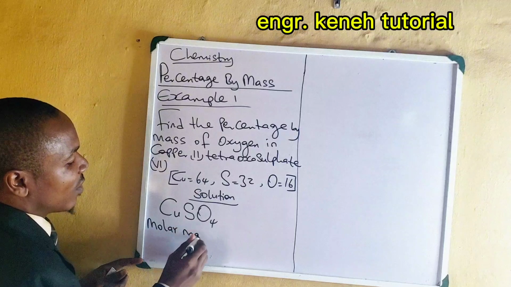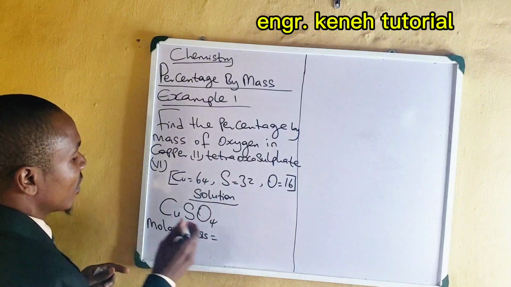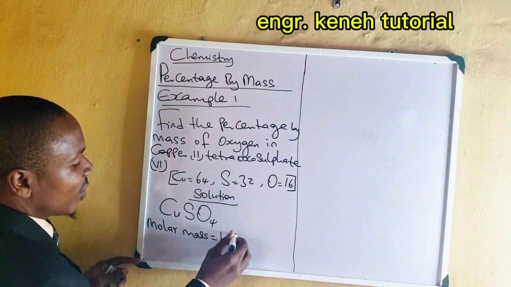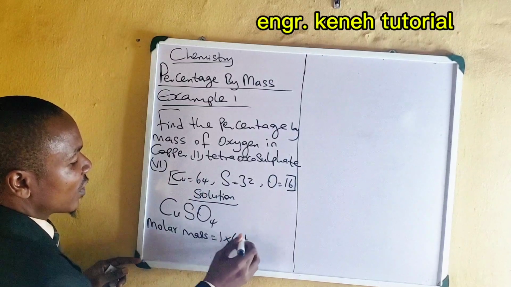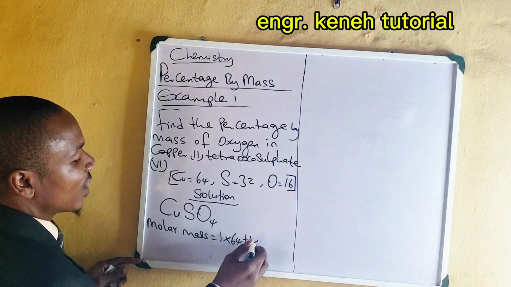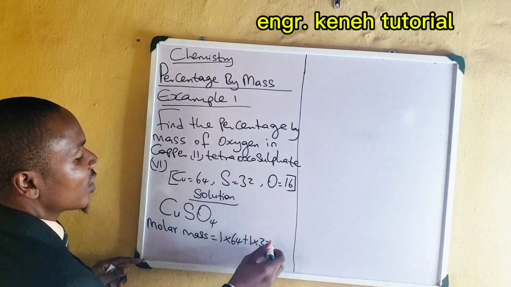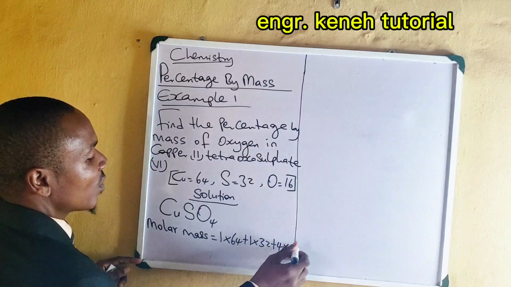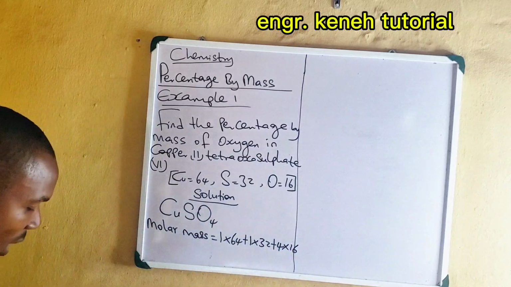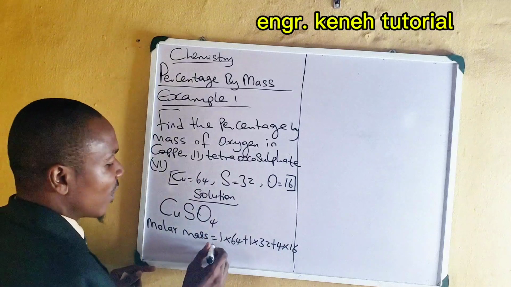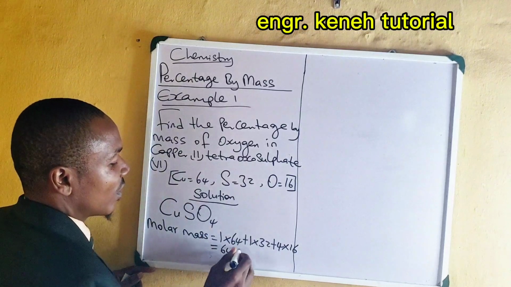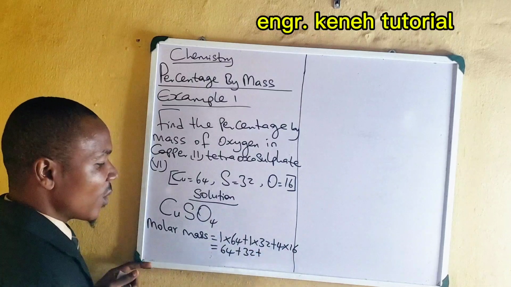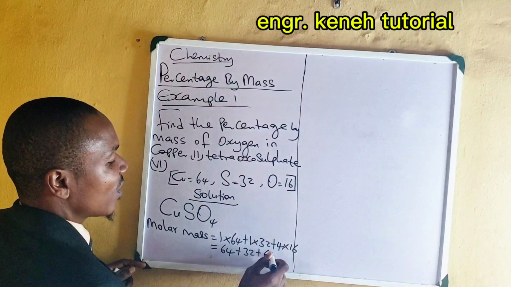Molar mass, that's the mass of everything. For copper, we have 1 and the atomic mass is 64. Plus, for sulfur, we have 1 and the atomic mass is 32. Plus, for oxygen, we have 4 and the atomic mass is 16. Can you see that? So 1 times 64 gives us 64, plus 32, plus 16 times 4, which gives us 64.